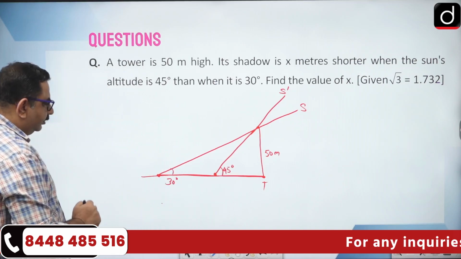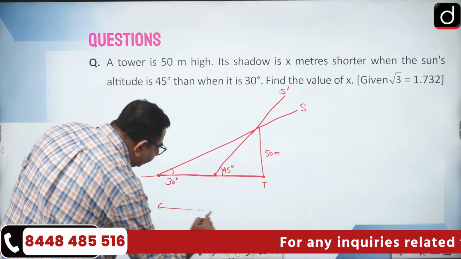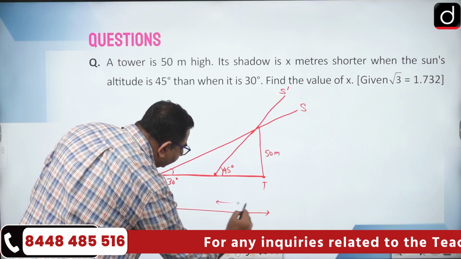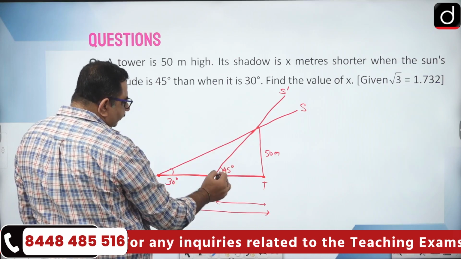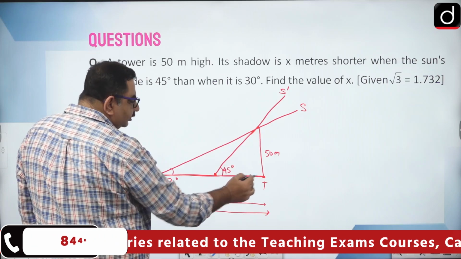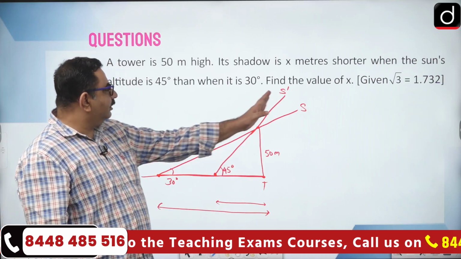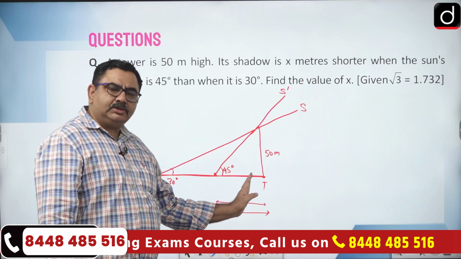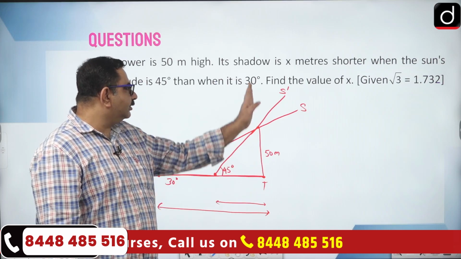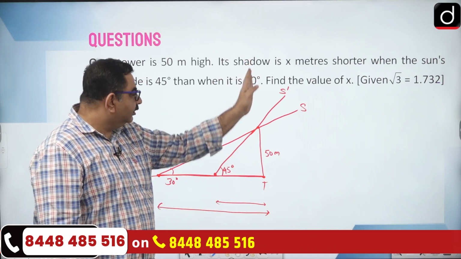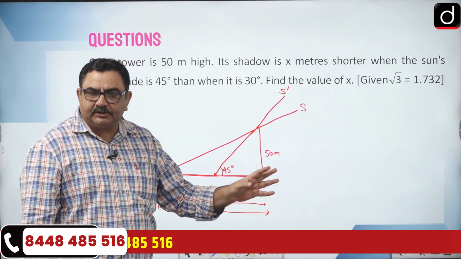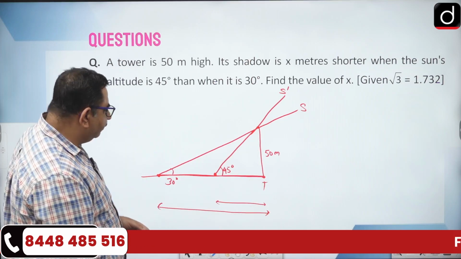So obviously earlier the shadow was this long, now how much length of shadow is left? Obviously if the altitude is 45 degrees, then the shadow will reduce. The sun comes higher up, so the shadow will reduce further. When the sun is exactly at the top of the tower, then the length of the shadow we will consider 0. No shadow will be formed.